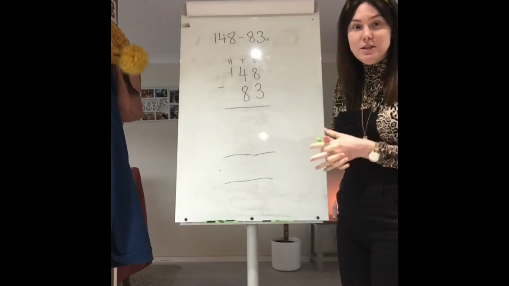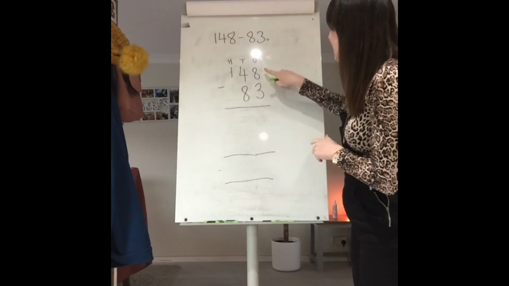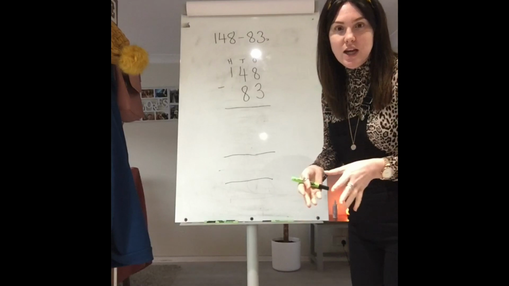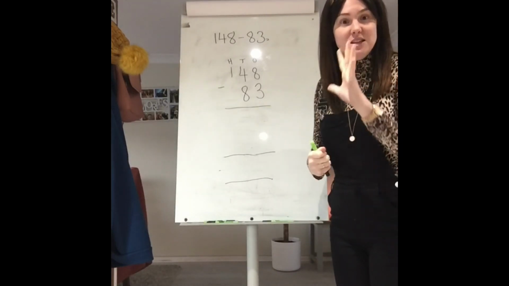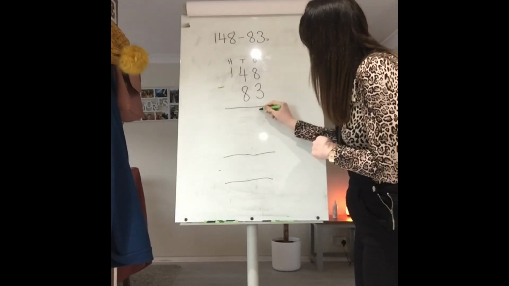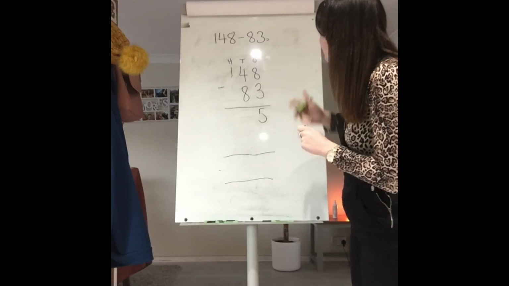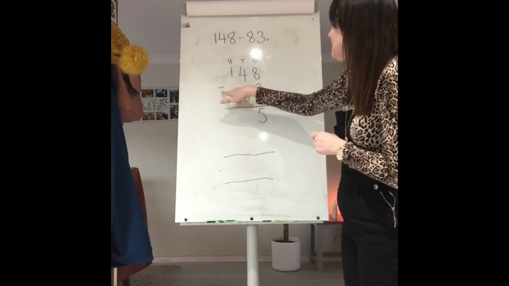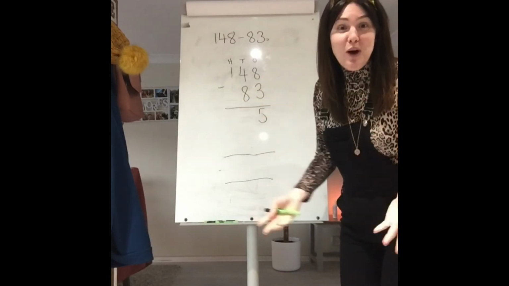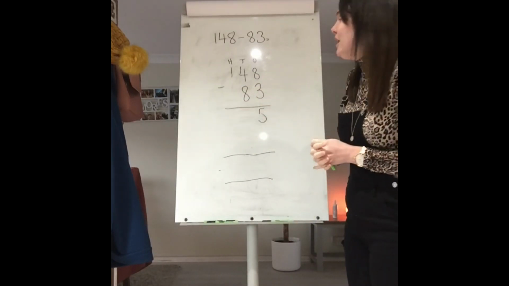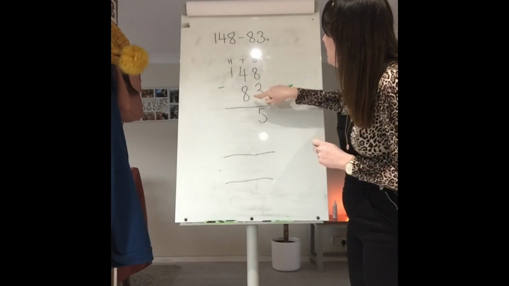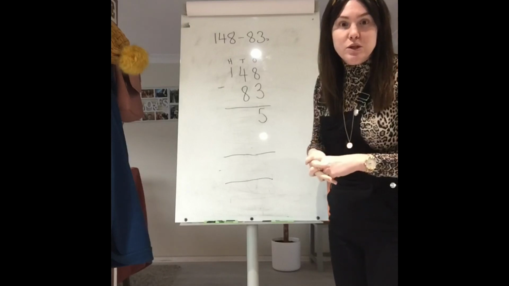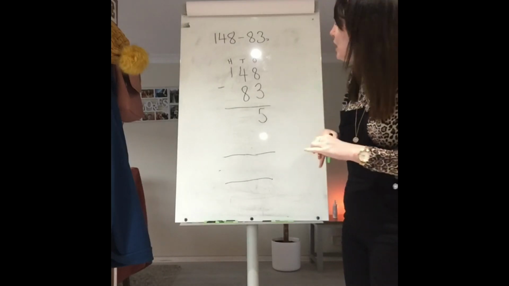And the first thing we need to do is look at our ones column, and it is 8 take away 3, which we can do no problem. There's no need for exchanging there because 8 take away 3 is 5. So I'm going to put my 5 here underneath my ones column. Now we're going to look at our tens column, and it is 40 take away 80, which, surprise, surprise, we can't do, guys, because 40 is smaller than 80, and we cannot take away a larger number from a smaller number when we do column subtraction.